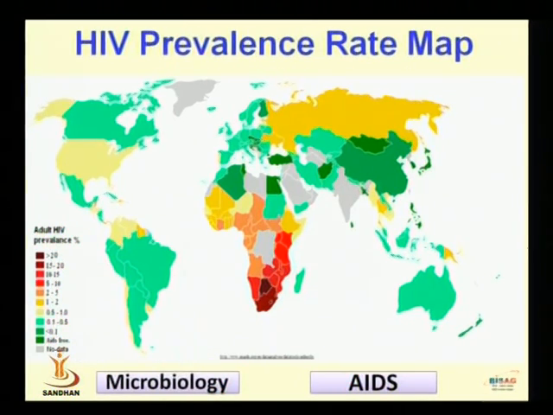This slide indicates the HIV prevalence rate map. As you can see, in sub-Saharan African countries, in South Africa, you can see the dark red and brown patches where the AIDS related cases are very high. HIV infection is highly prevalent.